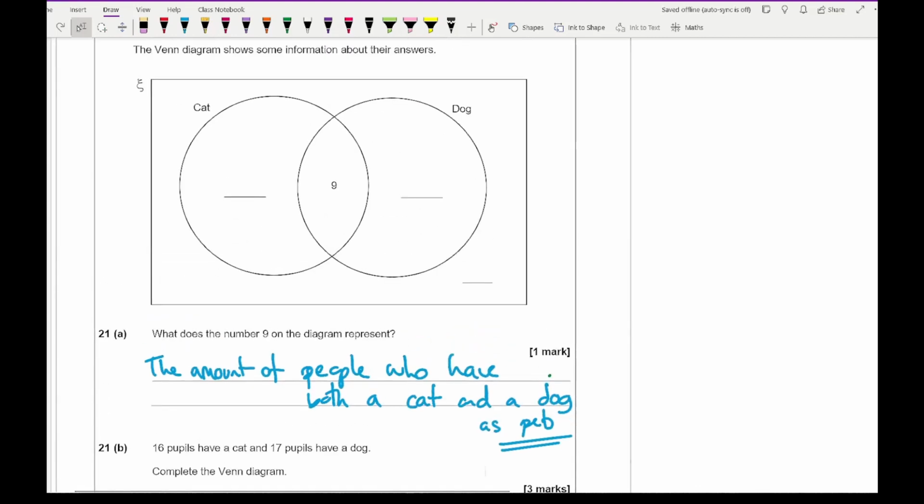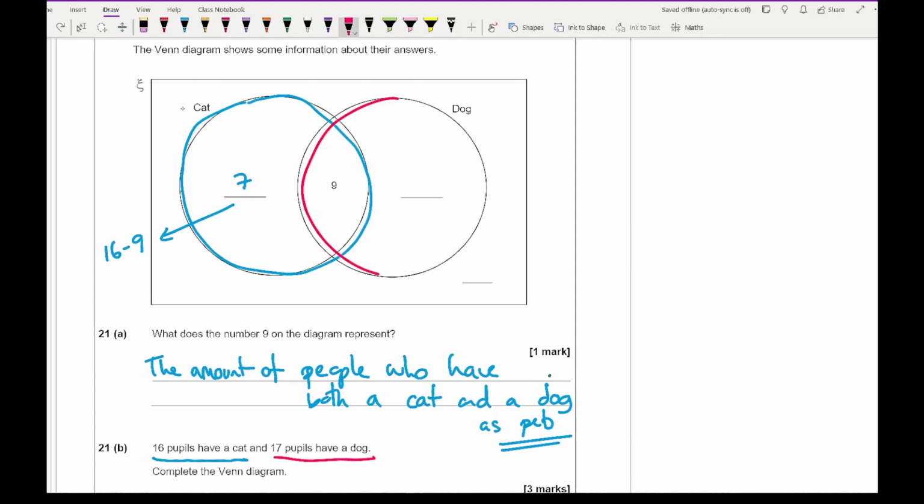Complete the Venn diagram. Well, 16 people have cats, so that means this blue circle needs to add up to 16. So if 9 people are in that shared area, then to work out this number I've just got to do 16 take away 9, which is 7. Then we know that 17 people have a dog, so this dog circle needs to add up to 17. So 17 take away 9 is going to give me 8.